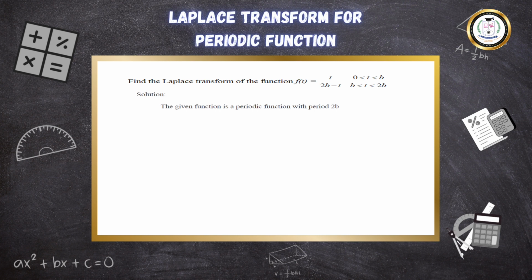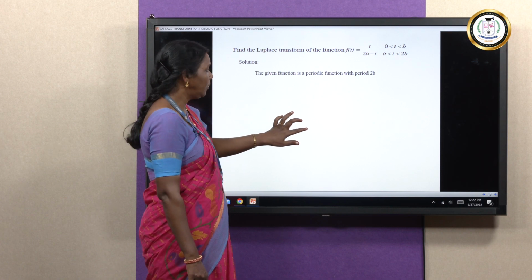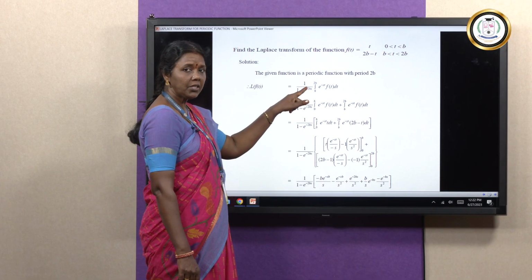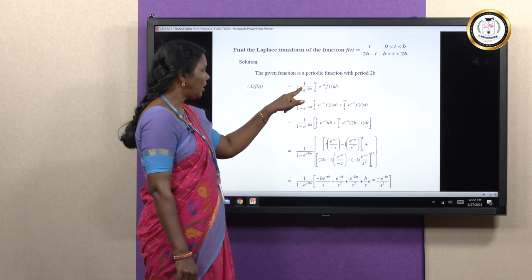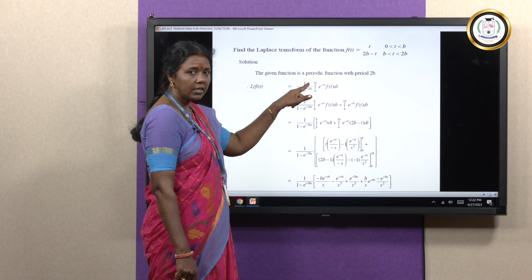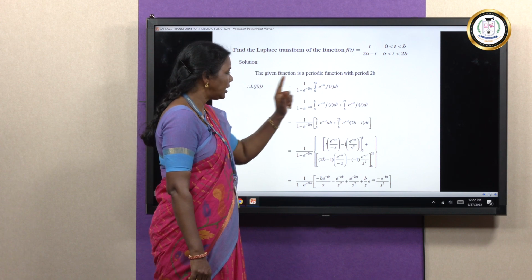Now we are going to start the solution. The given function is a periodic function with period 2b. So how will you write the Laplace transform? L of f of t is equal to 1 by 1 minus e power minus st, we have to write that T is 2b here. So it is 1 by 1 minus e power minus 2bs, integral 0 to 2b e power minus st f of t dt.